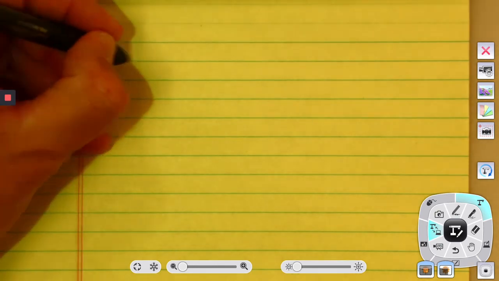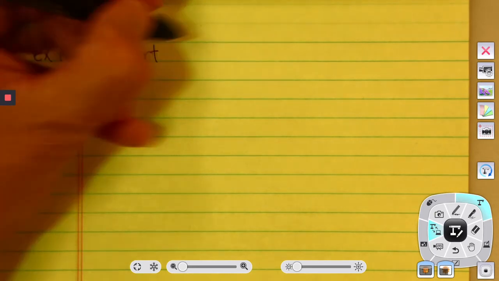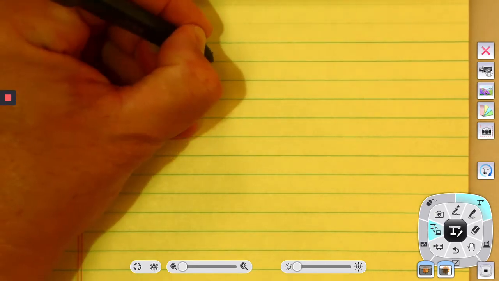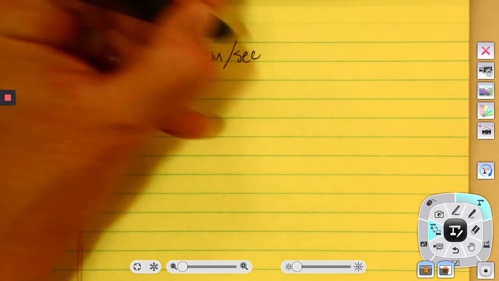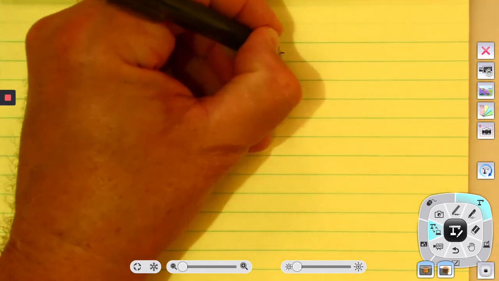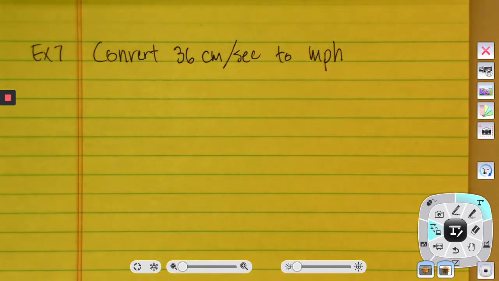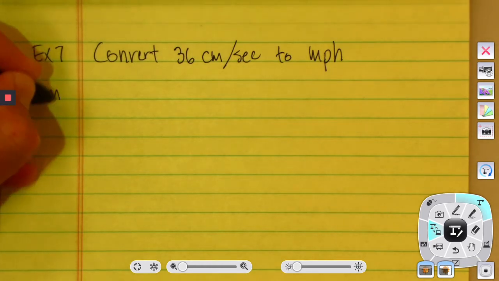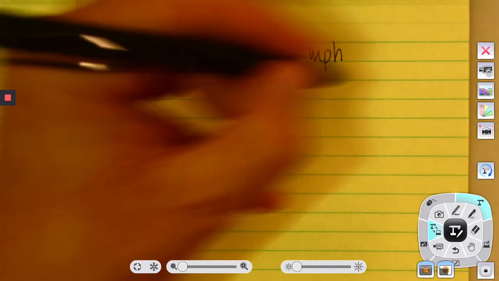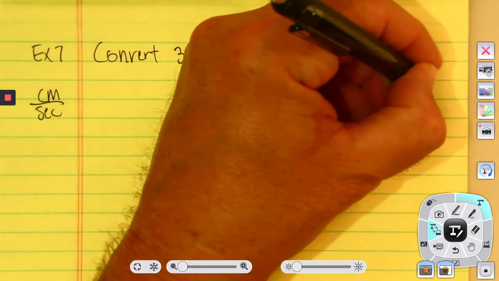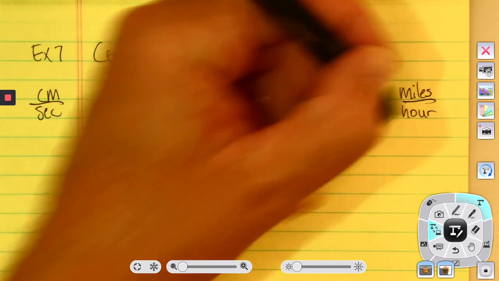we want to convert 36 centimeters per second to miles per hour. Well, I'm going from centimeters per second to miles per hour. So I need some conversion factors.